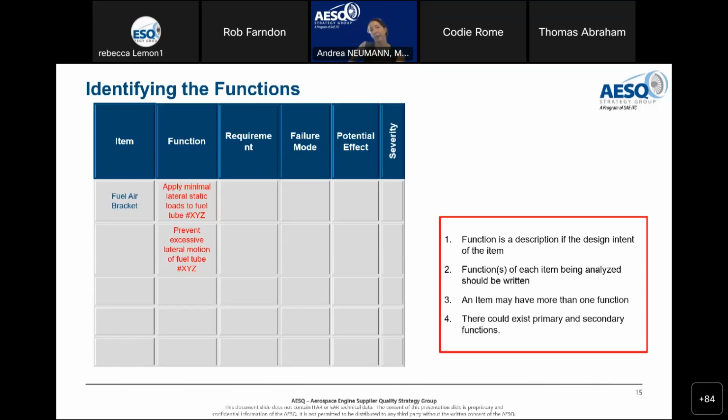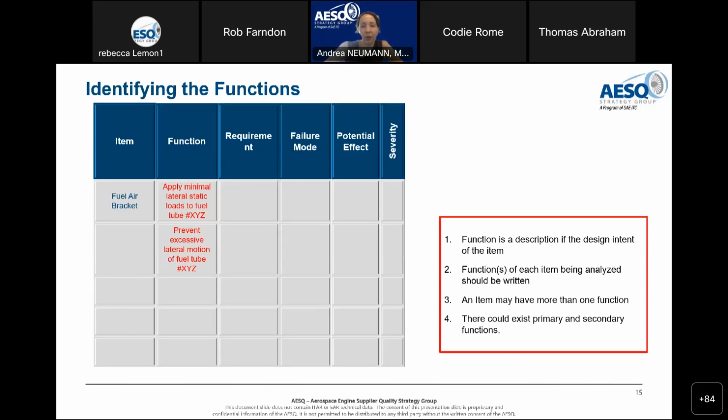So in every step we are doing now, we just go through the example we already saw yesterday. Here we have the item of the fuel air bracket. I think the naming here is okay because everyone knows now what is meant. And as a second step, you have to define the functions.